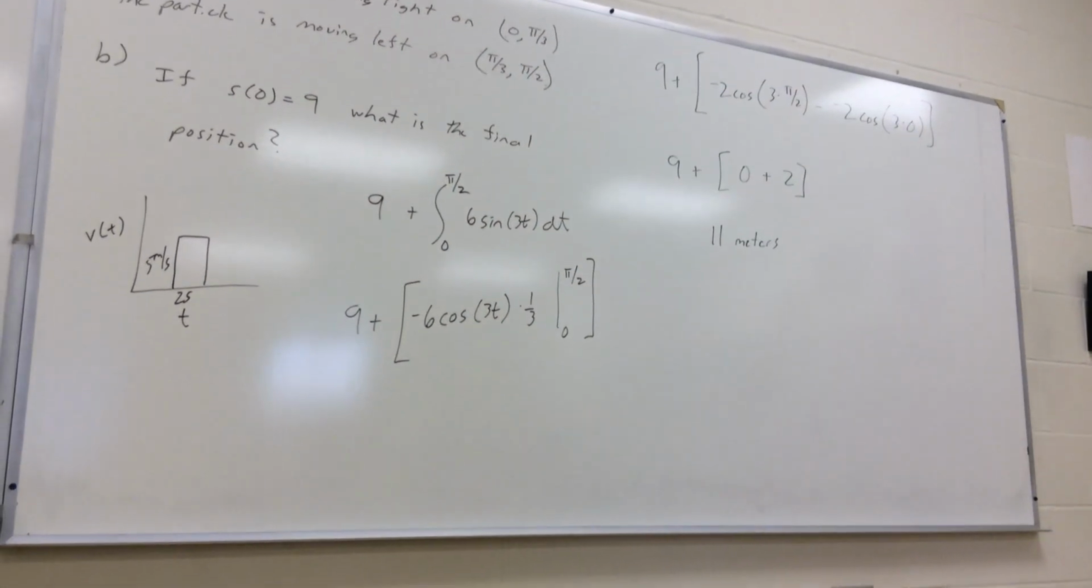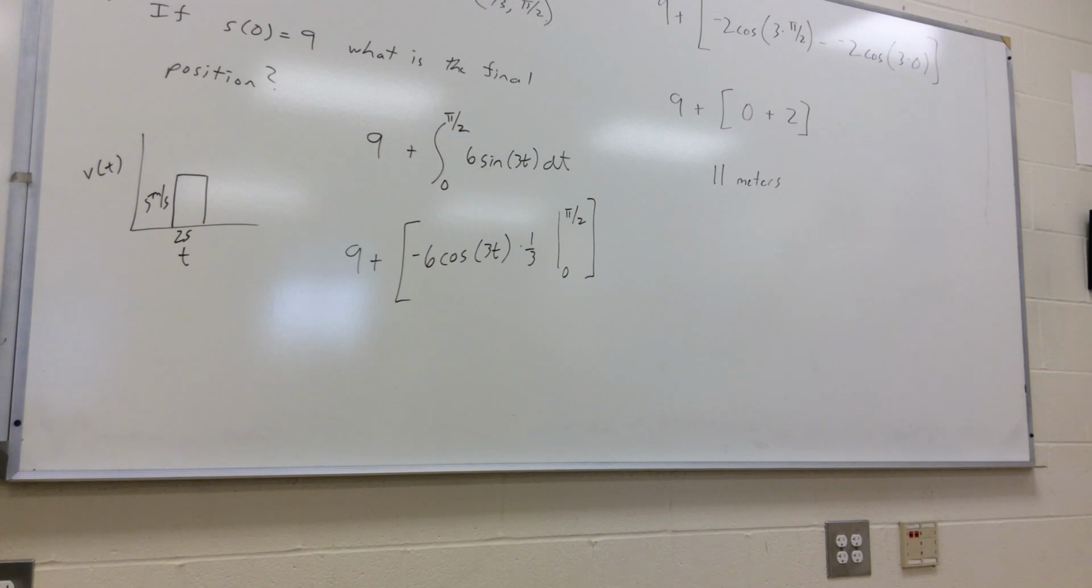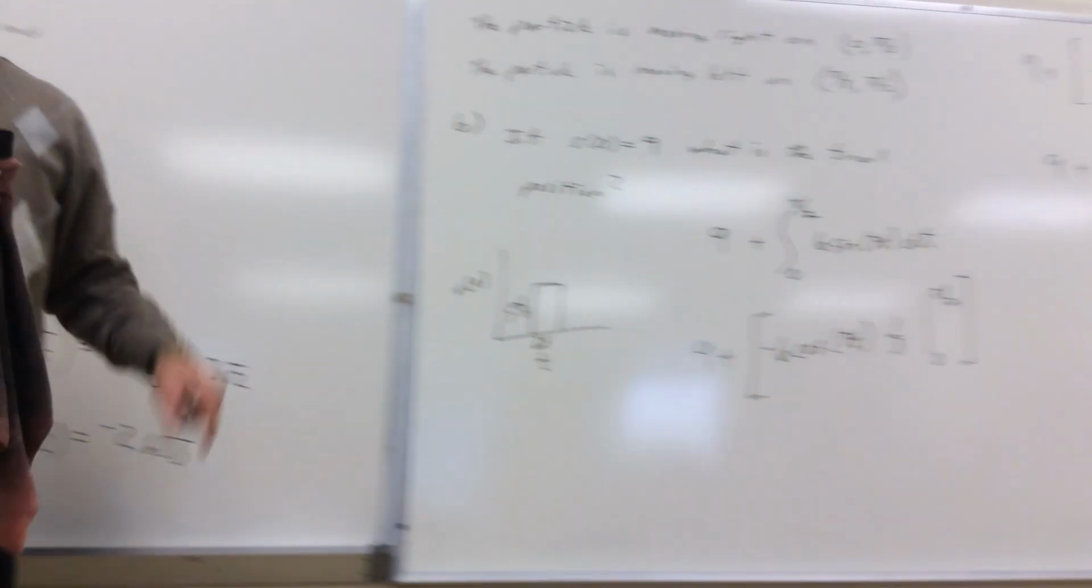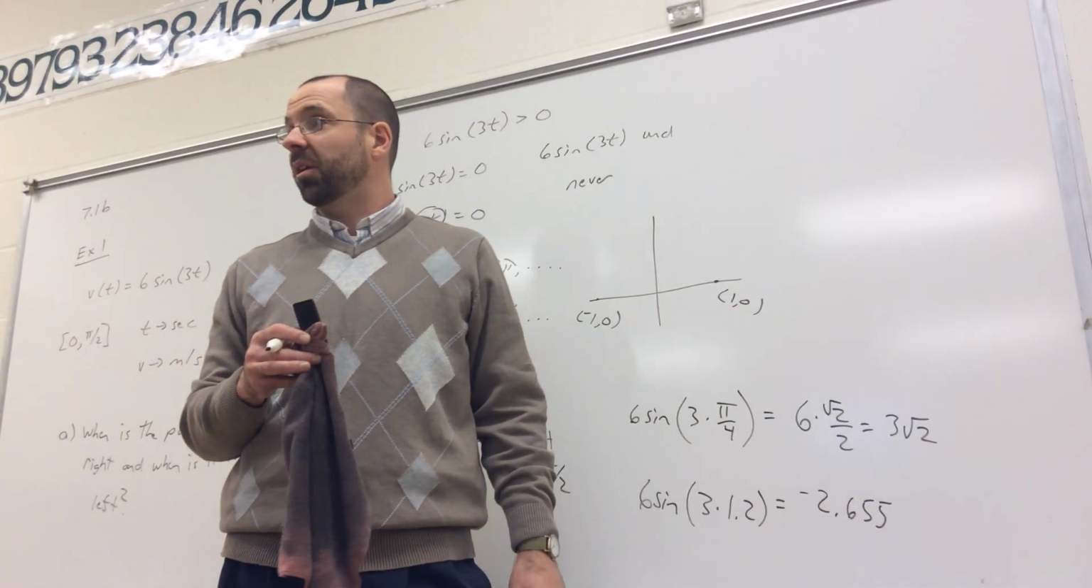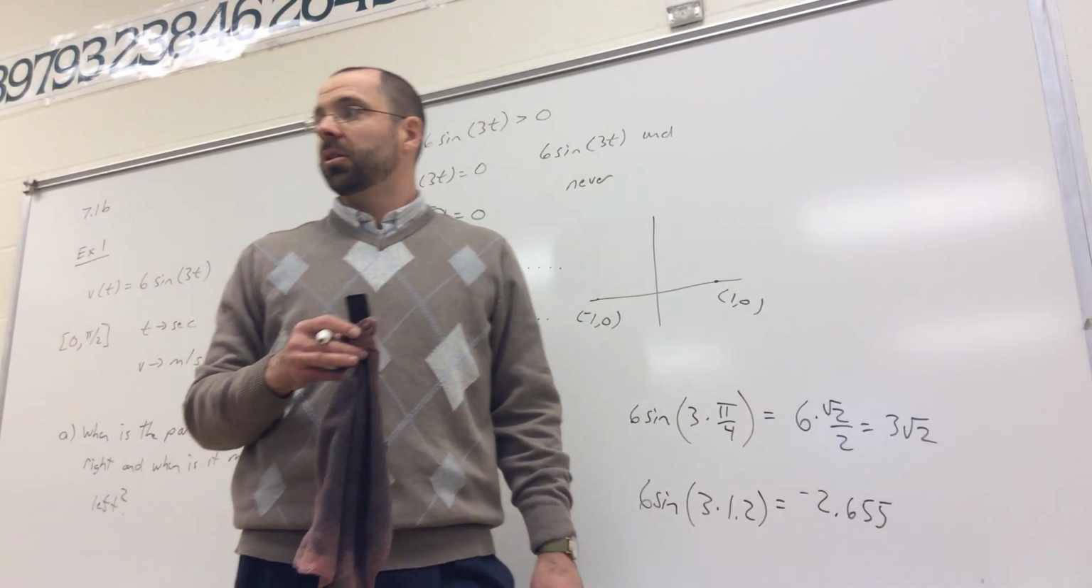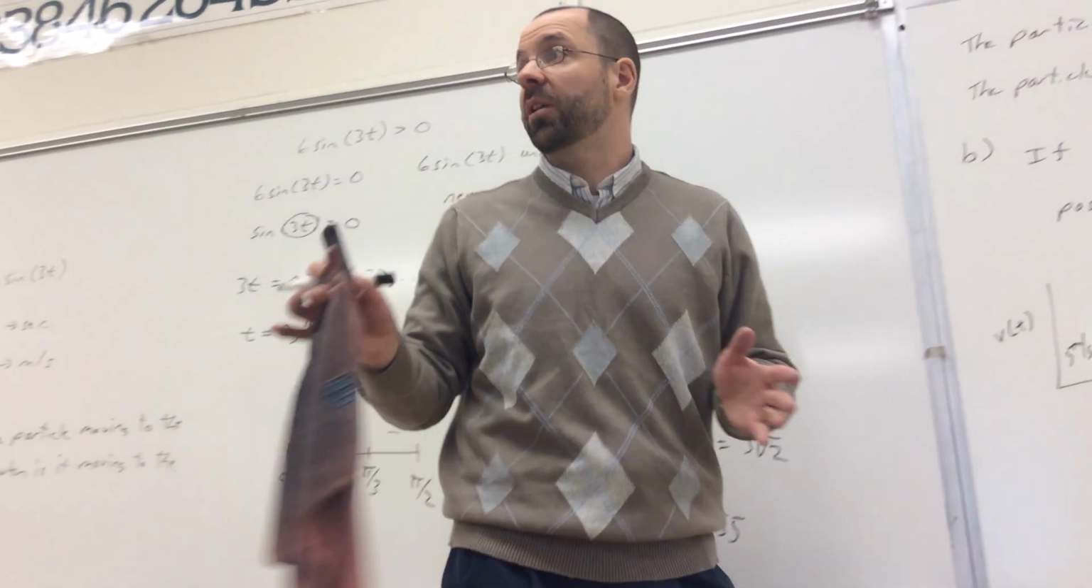Can you just calculate the final position by plugging in S of pi over 2? Yes. So we could have found the antiderivative of this, put down a plus c, figured out the c using S of 0 equals 9, and then we could have plugged in pi over 2. Yes, that would be an alternate way to do this problem. And it's a great way to do this problem.